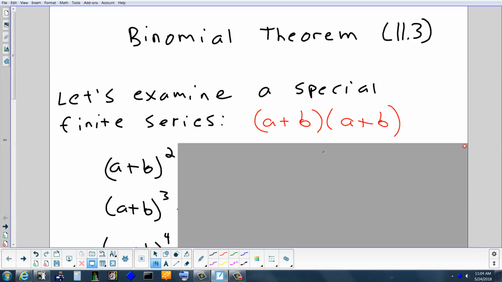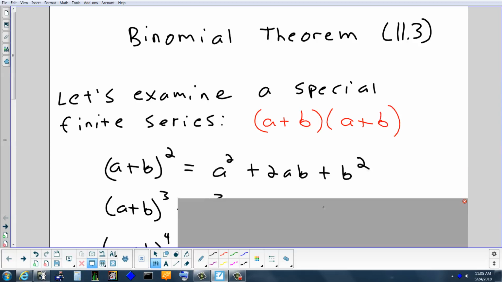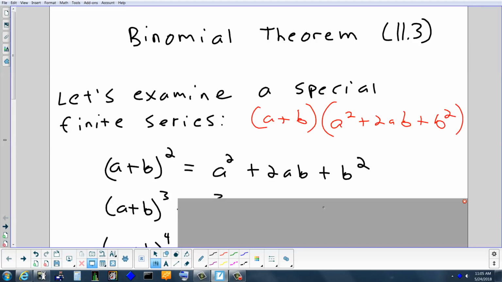can somebody tell me what you would get when you FOIL out a plus b times a plus b? Tyler? A squared plus AB plus B squared. Close. A squared plus 2AB plus B squared. There you go. A squared plus 2ab plus b squared. Right? That's what you get if you FOIL it. Now, let's take that result and let's do it again. Let's multiply a squared plus 2ab plus b squared times a plus b. So now we're cubing it.